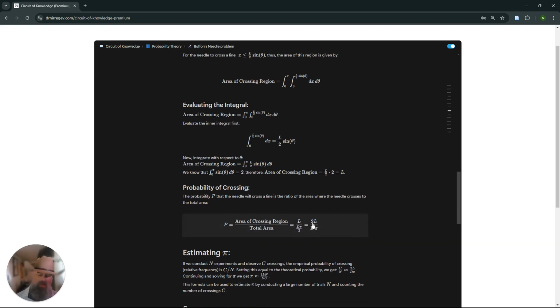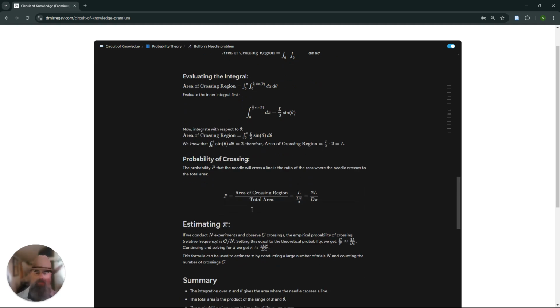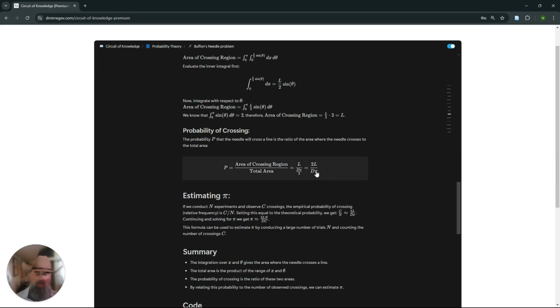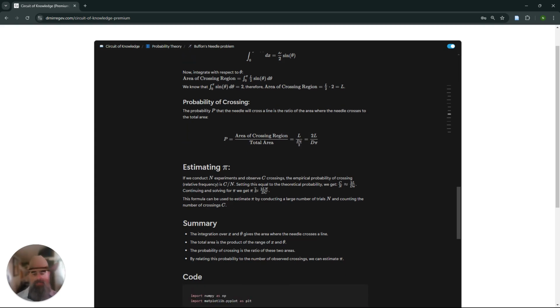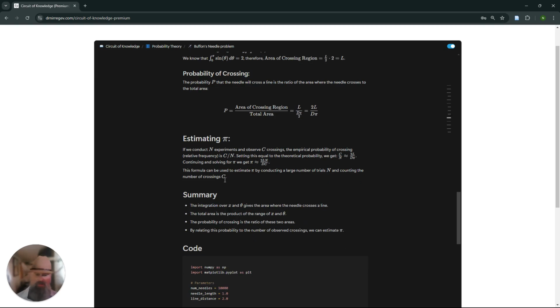This is the probability. So if we can estimate this probability, let's say we throw a lot of needles on the floor and count, or we do it in a computer program in Python, a Monte Carlo simulation, then we can extract pi out of this equation and use the probability that we estimated and the known length to estimate pi. So we can see here that pi is approximately 2LN over DC. And C over N is the relative frequency. C is the number of observed crossings, and N is the total number of needle drops.